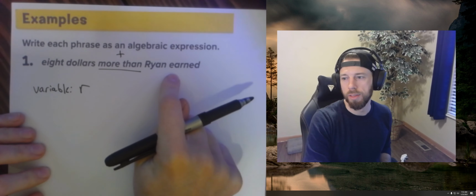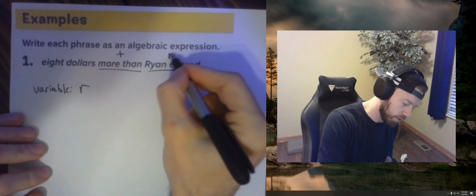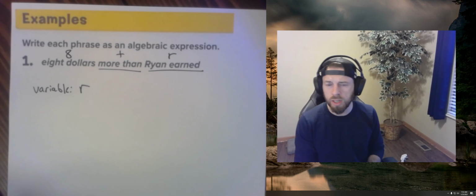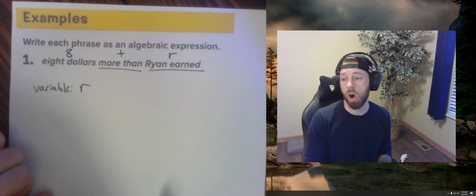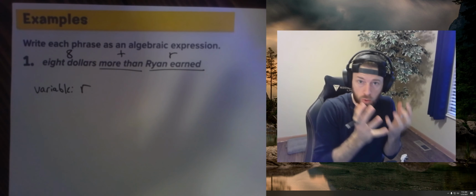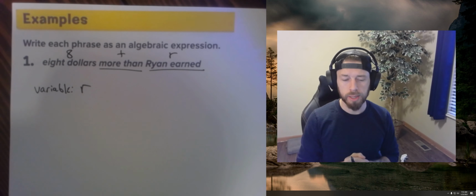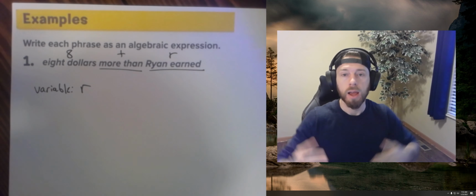Okay? And then what I'm going to be doing with this is I'm going to have to find $8 more than what Ryan earned, right? Ryan earned is R. So I need $8 more. So this is 8. So it really looks like 8 plus R. And that's exactly what that would be, right? If you had Ryan's money and we added $8 to it, wouldn't that be $8 more than what he had?